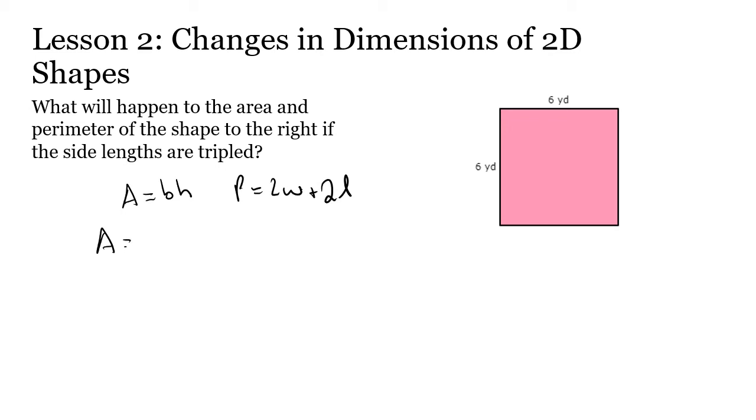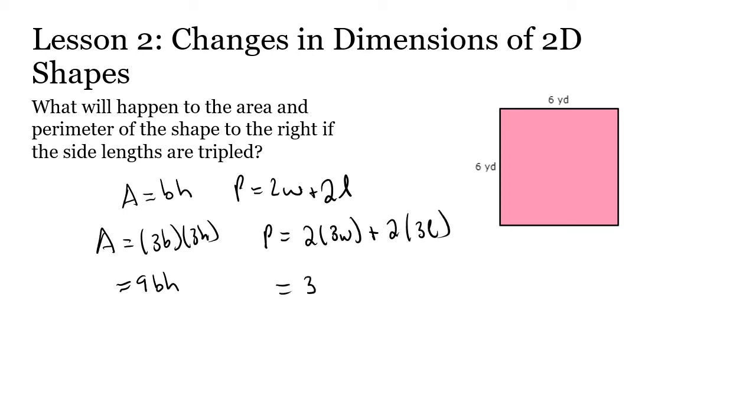So if I plug in my new tripled base and tripled height, I'm going to get an area that is actually 9 times bigger. If I plug in my new tripled width and tripled length, oops, that was supposed to be width, sorry about that, 2 times width plus 2 times tripled length, I'm actually just going to get a perimeter that is 3 times bigger. Okay, so triple the sides: area is 9 times bigger, perimeter is 3 times bigger.